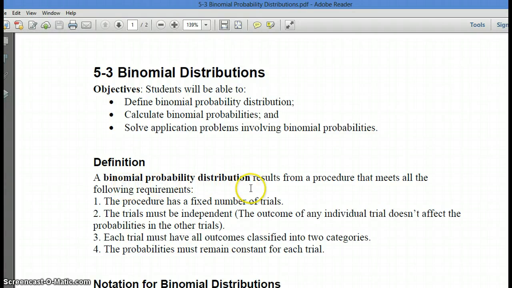So a binomial probability distribution results from a procedure that meets the following requirements. The procedure has a fixed number of trials. The trials must be independent, so the outcome of any individual trial doesn't affect the probabilities of the other trials. Another way of looking at it is that the probabilities must remain constant for each trial. And each trial must have outcomes classified into two categories. We often, in general, call those categories success and failure.